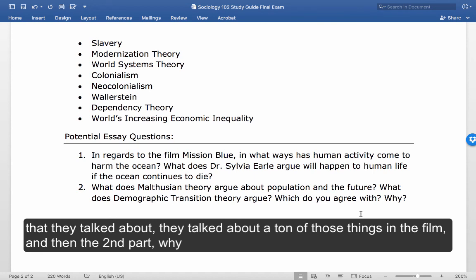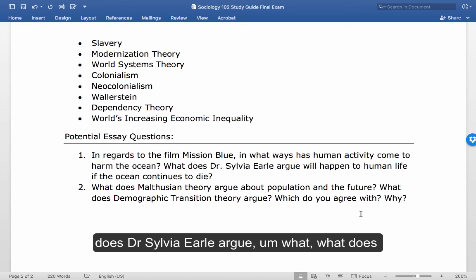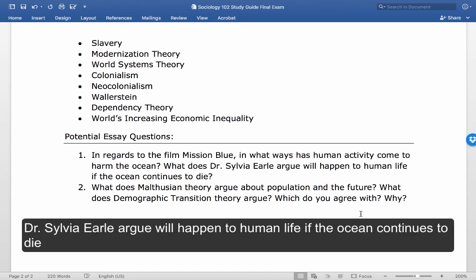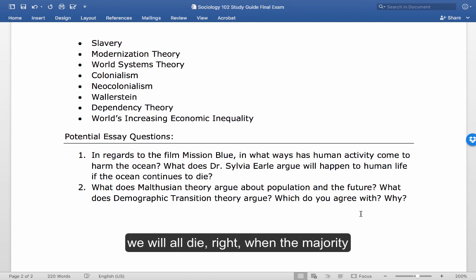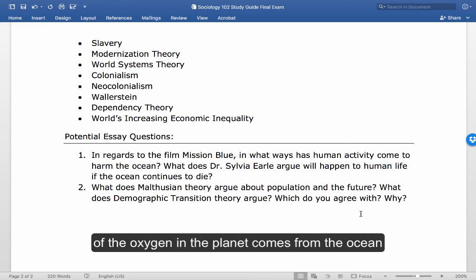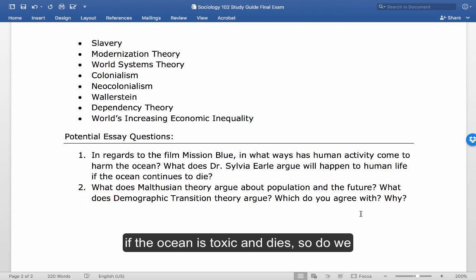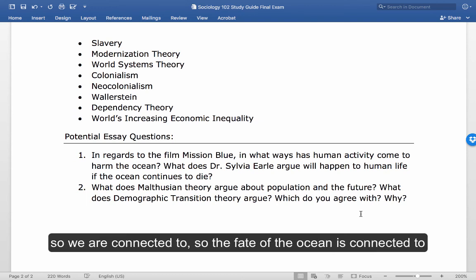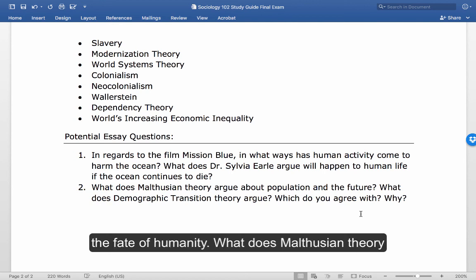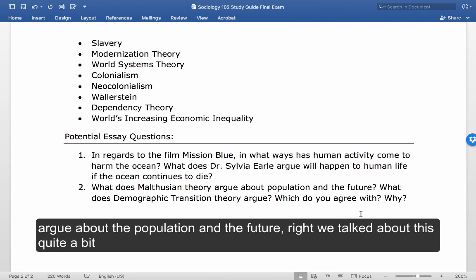And then the second part, what does Dr. Sylvia Earle argue will happen to human life if the ocean continues to die? That we will all die, right? When the majority of the oxygen on the planet comes from the ocean, if the ocean is toxic and dies, so do we. The fate of the ocean is connected to the fate of humanity.